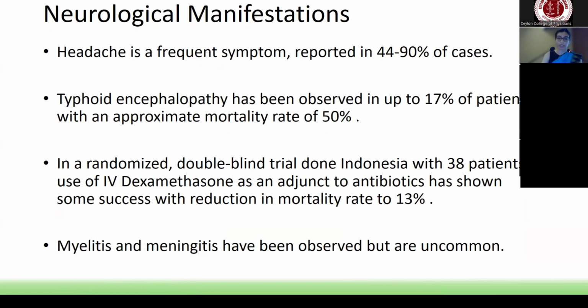Neurological manifestations. Headache is a frequent symptom and is reported in 44 to 90% of cases. Typhoid encephalopathy has been observed in up to 17% of patients with an approximate mortality rate of 50%. In a randomized double-blind trial done in Indonesia with 38 patients, the use of IV dexamethasone as an adjunct to antibiotics showed some success, with reduction in mortality rate to 13%. Myelitis and meningitis have been observed but are uncommon. There is a reported case of neonatal meningitis due to Salmonella typhi in Sri Lanka.